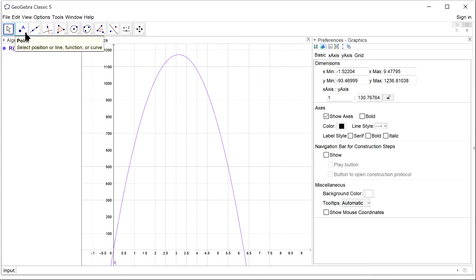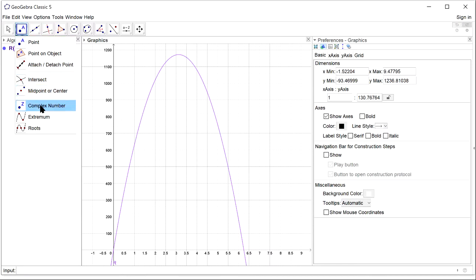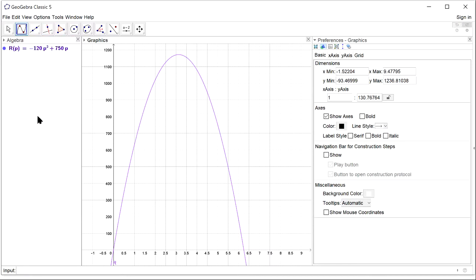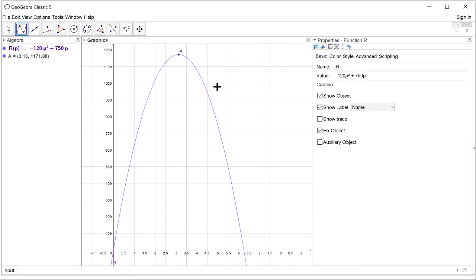To find the vertex, we still want to use the point and go to extremum and choose this particular parabola over here, and we can see the vertex is this coordinate, and I'm going to pause and record the coordinates for this vertex first on the worksheet.